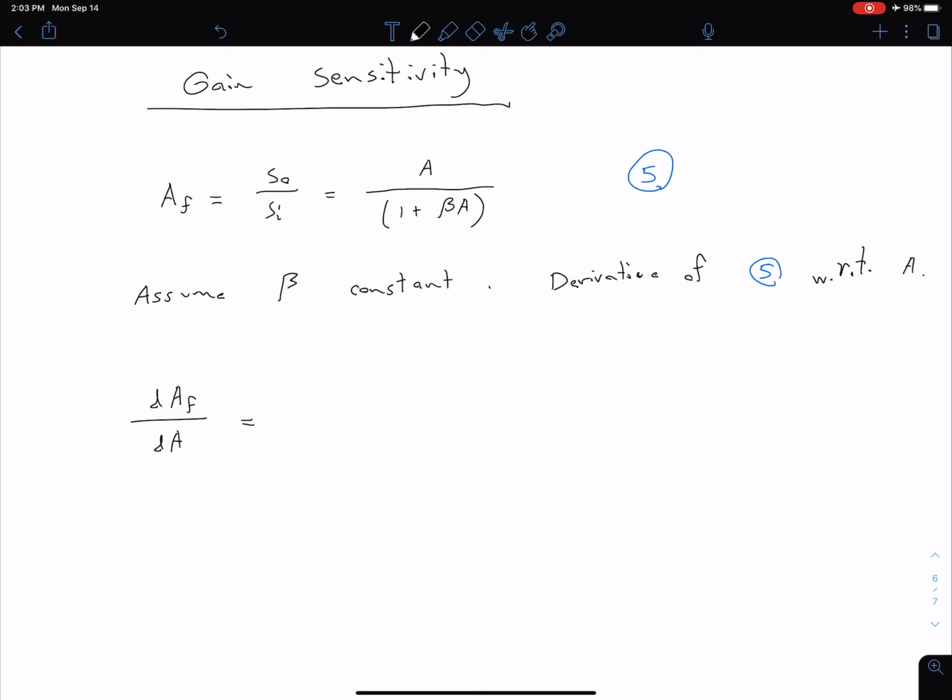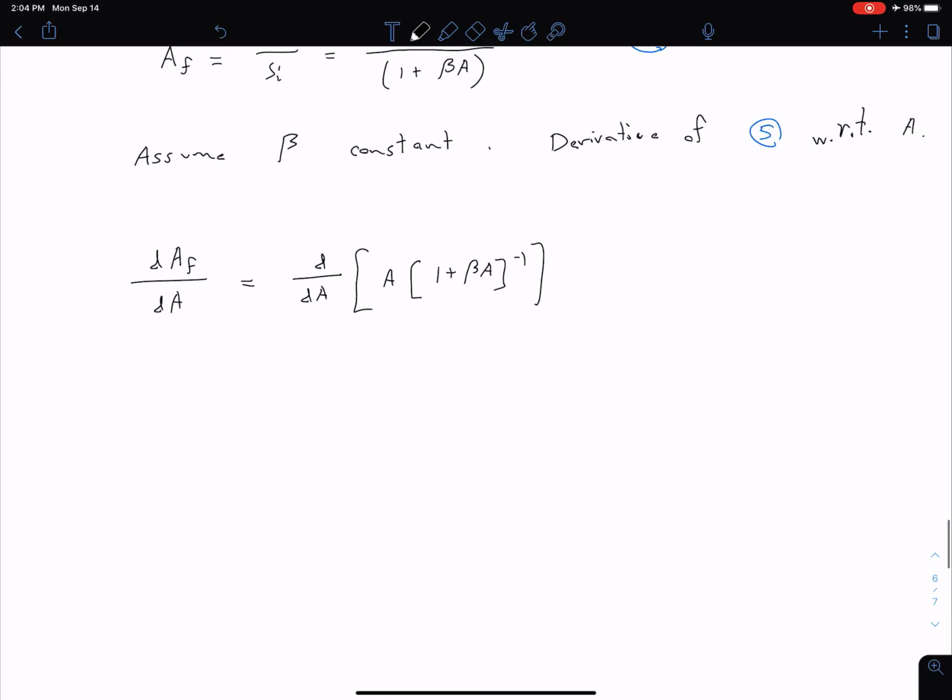And so we can, of course, use this equation 5. So we're going to say this is the derivative with respect to A of A times (1 plus beta A) to the power of -1. I've just written it slightly differently. What we're going to want to use here is our product rule. So this is going to be dAF with respect to A. If we do the product rule, we get A times (1 plus beta A) to the -2 times negative beta. And then for the second part, we get (1 plus beta A) to the -1 times 1.